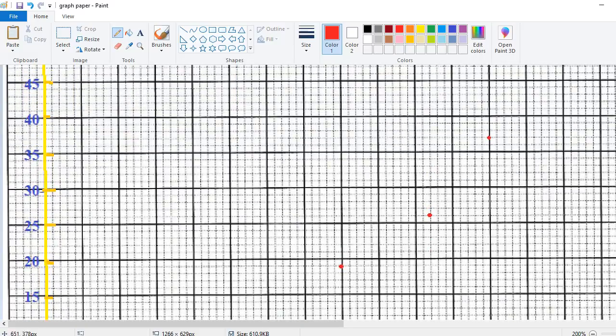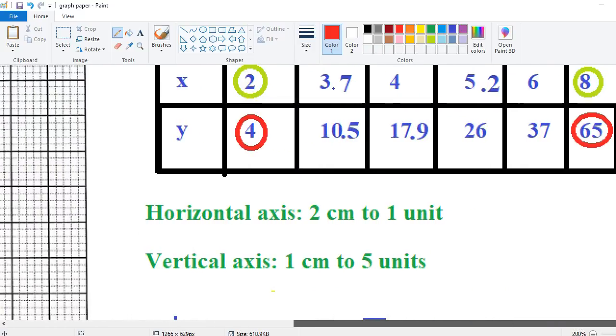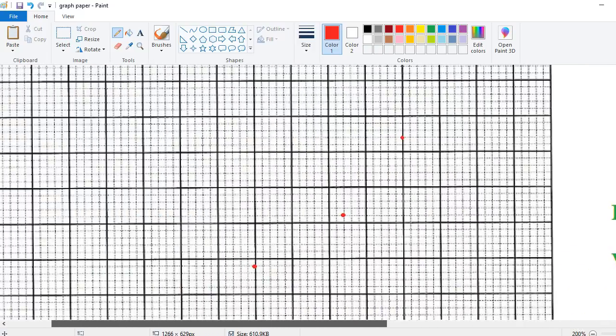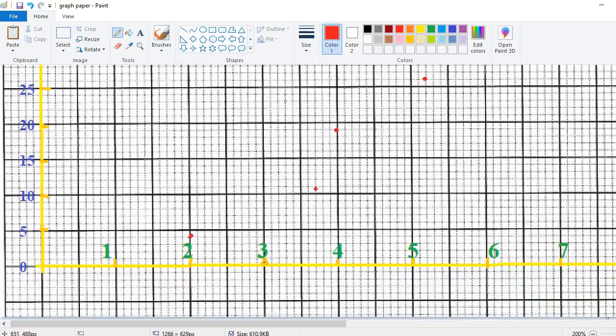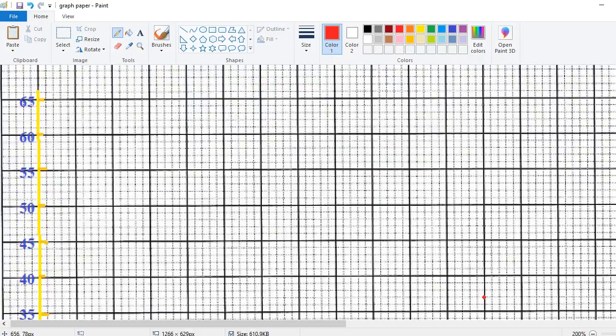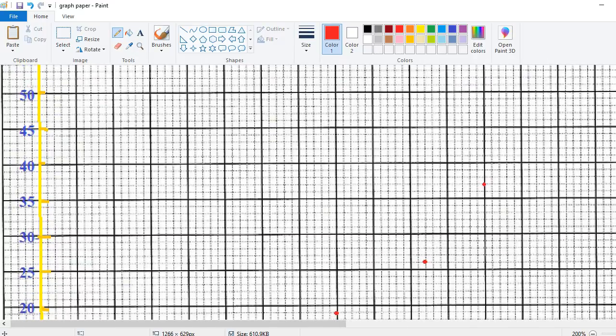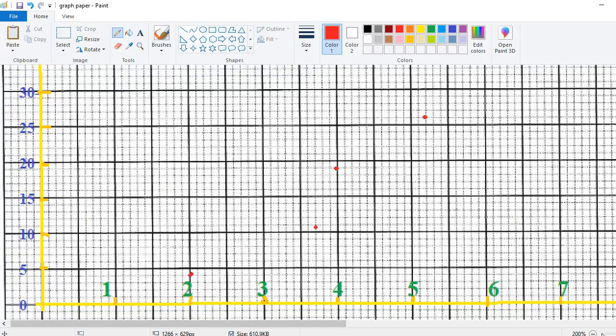Okay. And our next point is 8 and 65. So we're looking for 8. 8 would be this line at the end here. So coming up, 8 and 65. And we plot right there. Right. So we've gotten our points. We've plotted all our points on our graph.